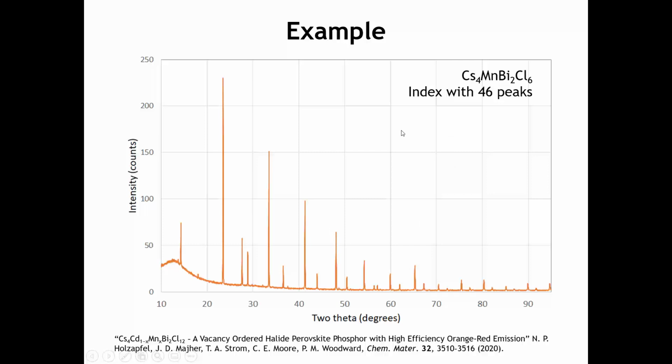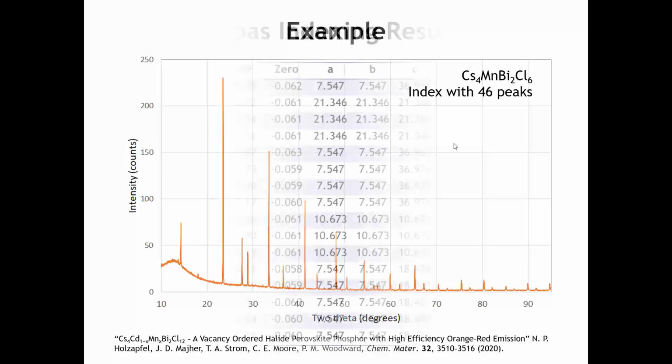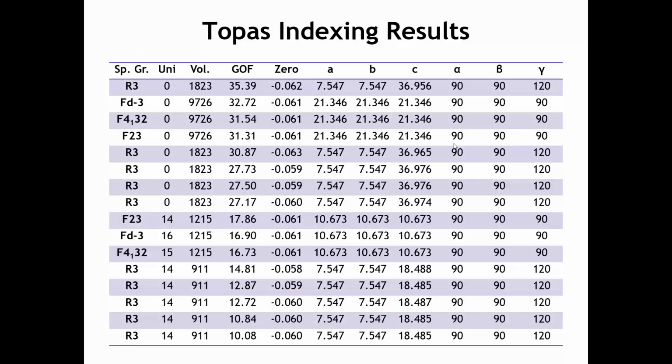And from this, my student Noah was able to determine the position of 46 different peaks, and he gave that to Topaz, and those 46 peaks were the input to the auto-indexing program in Topaz. Here's what the output looks like. Okay, so we have a lot of solutions here.